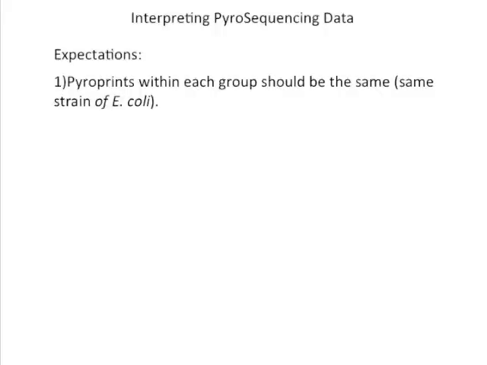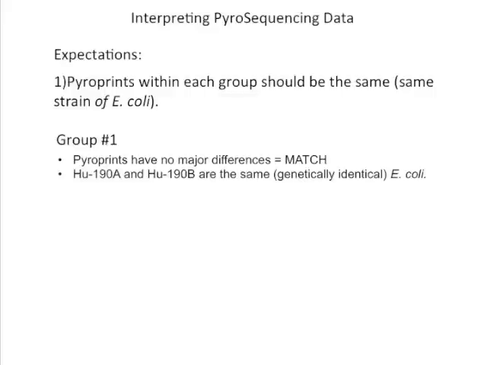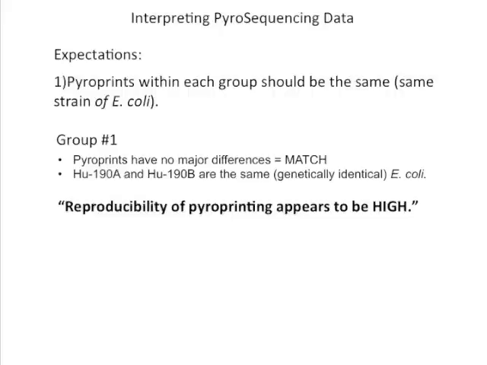So how do we interpret that? What do those differences mean? Remember, we expected that pyroprints would be the same within the group because the E. coli was from the same isolate. Well, for group number 1, remember that those pyroprints had no major differences, so we consider those pyroprints to be a match. And we know that human 190A and human 190B are the same. They were genetically identical E. coli. Therefore, we would conclude that reproducibility of pyroprinting appears to be high for that particular group.